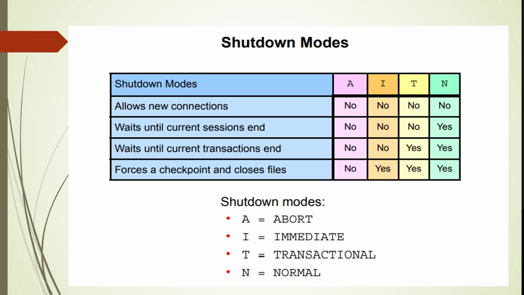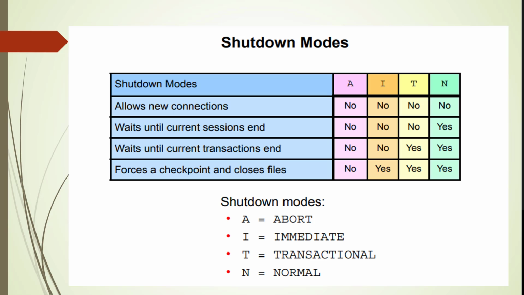The first row is allows new connections: in abort mode, no; immediate mode, no; transactional mode, no; and N for normal, no. The second one is wait until current sessions end: no in abort, no in immediate and transactional, but normal is yes.